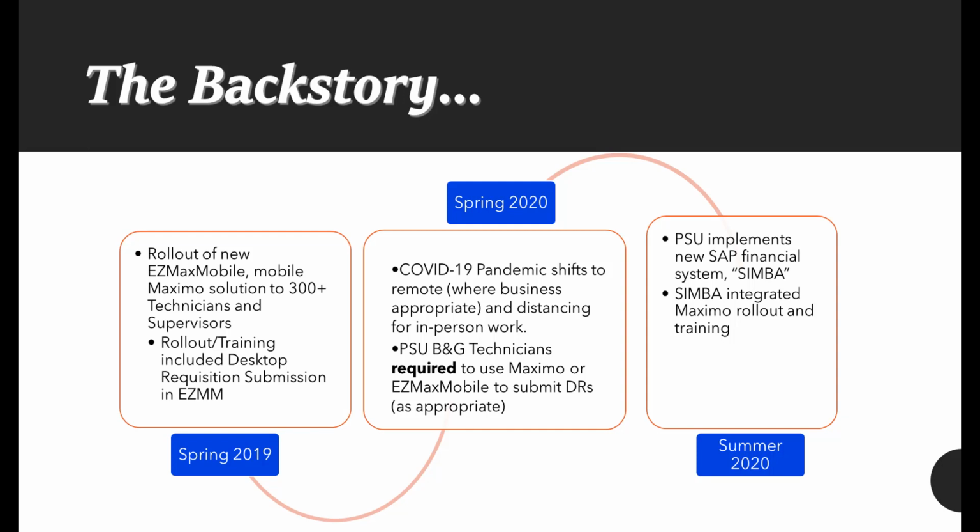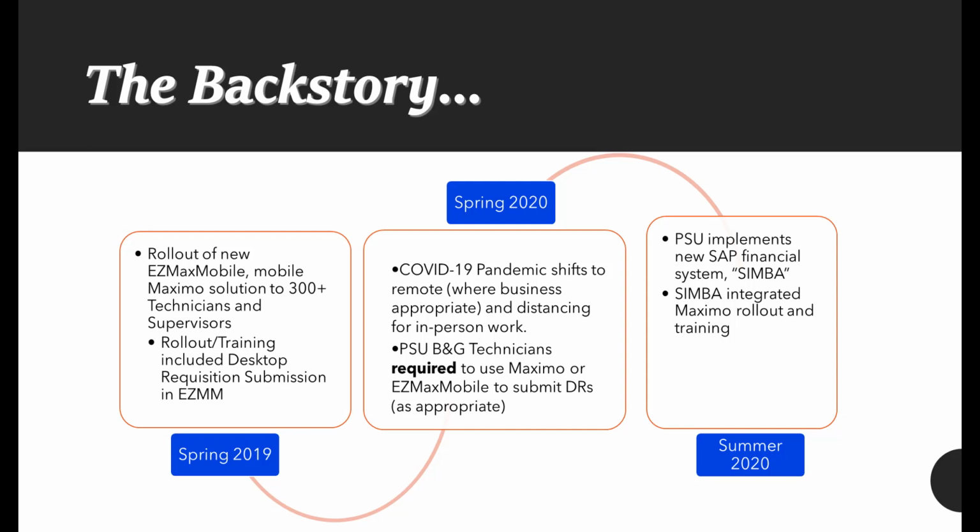The business process and the functionality for desktop requisition submission already existed within our Core Maximo environment and in EZMaxMobile. The DR functionality in EZMaxMobile had been implemented and training provided 1 year prior for all 300 plus employees included in the transition and rollout to our new mobile solution. However, at that time, EZMaxMobile was implemented in spring of 2019, technicians were not required to use it as their main method for procuring task-based materials. As the old adage goes, use it or lose it, and a lot of people lost that desktop requisition knowledge when it wasn't applied to their work.